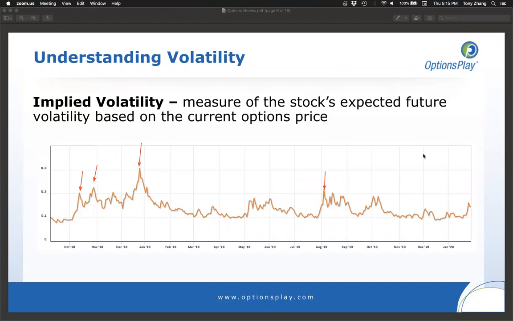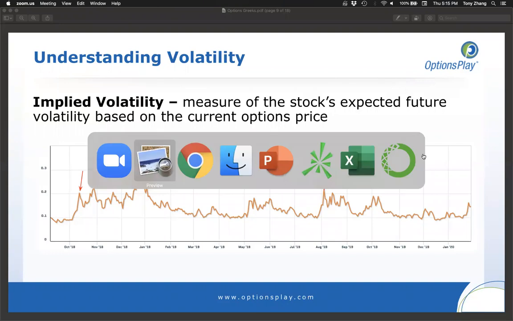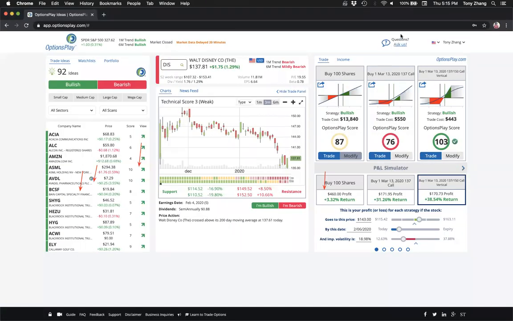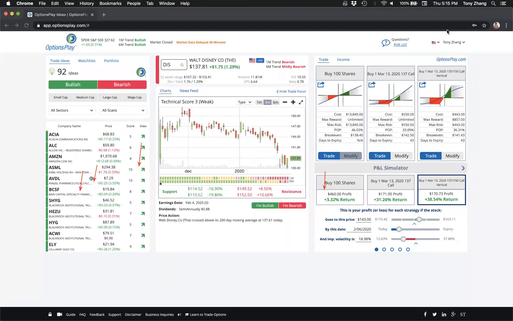How do we find percentage probability in addition to OptionsPlay score and profit numbers? So those are all available to you on OptionsPlay. If you're looking at the probability of profit of this call option, just click on the OptionsPlay score and we'll show you the probability of profit.